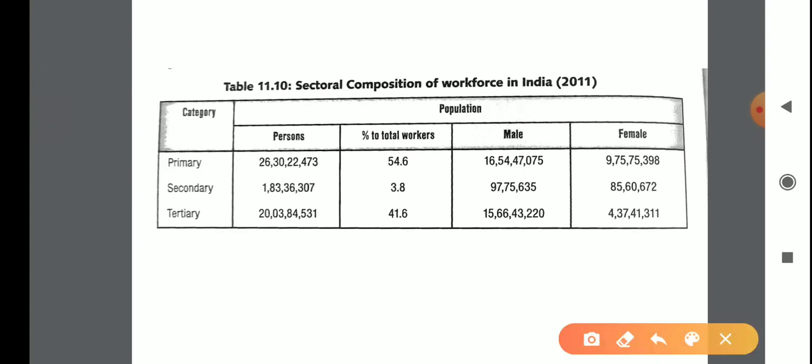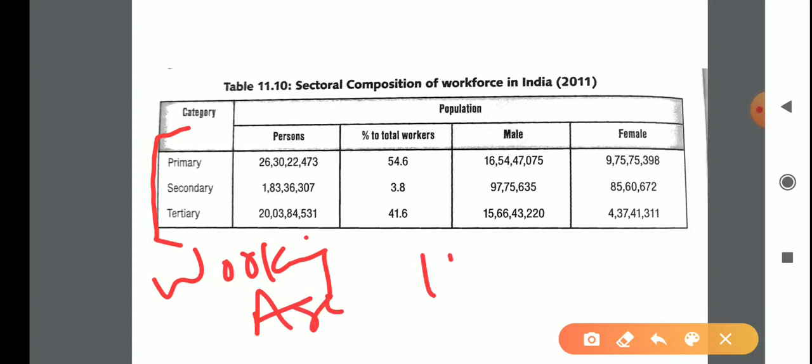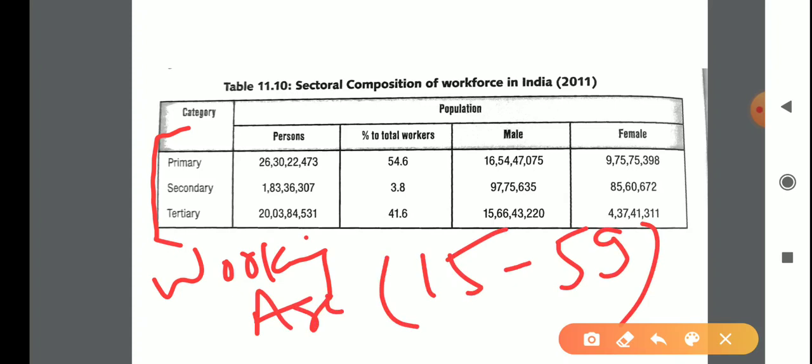Come to the next, the sectoral composition of the workforce in India, 2011. Now we have three sectors in the economy: primary, secondary and tertiary. The workforce is the working age population, and the working age is always 15 to 59 years. Among these, 54.6% of people are in the primary sector, that is agriculture, mining, fishing, forestry, hunting and gathering, etc. The secondary sector includes 3.8%. This is a very low figure, 3.8%.